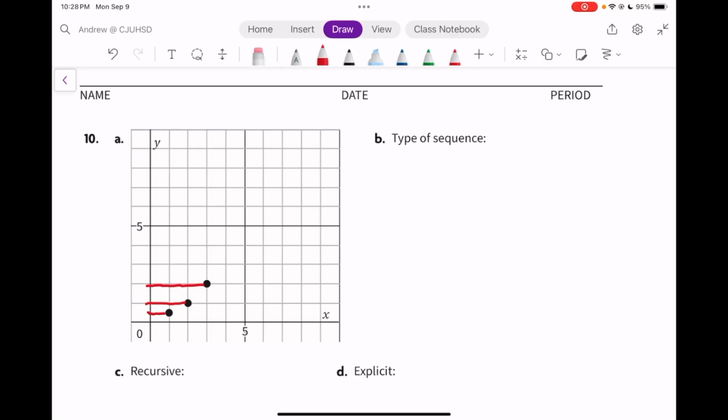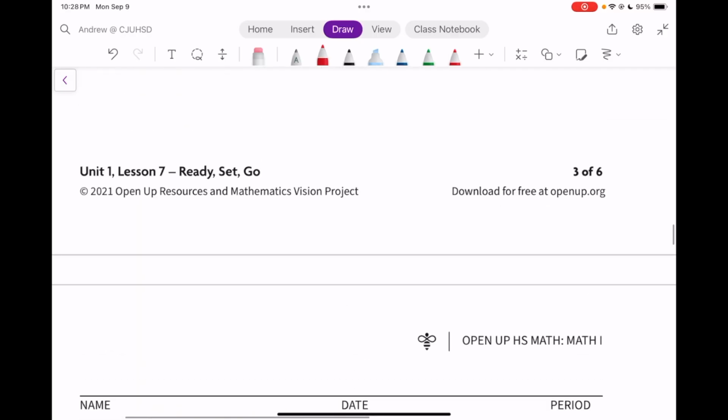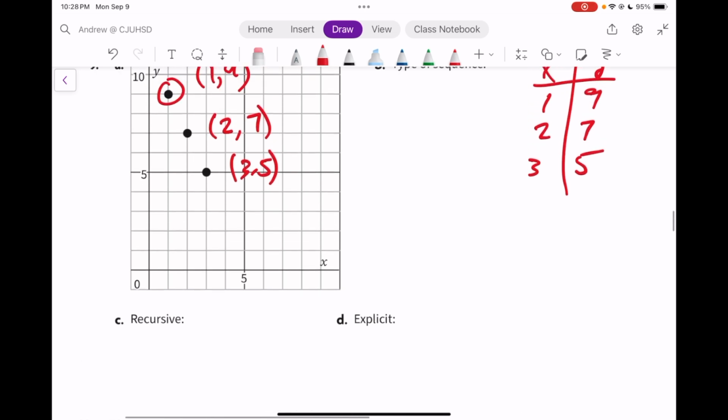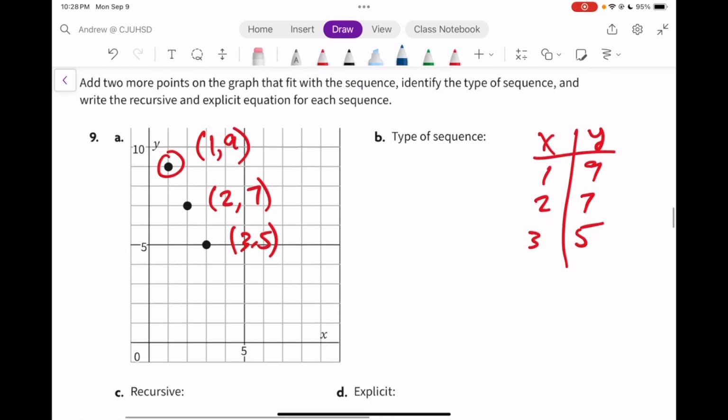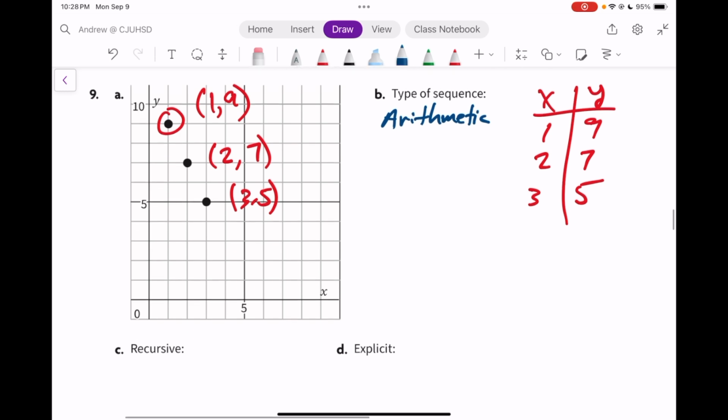Okay, welcome back. And let's see here. So this is arithmetic. They tend to be straight lines. And let's see. So the recursive, it starts at 9. So f of 1 is 9. And let's see. F of n would be the previous. Did you notice it's going down by 2?